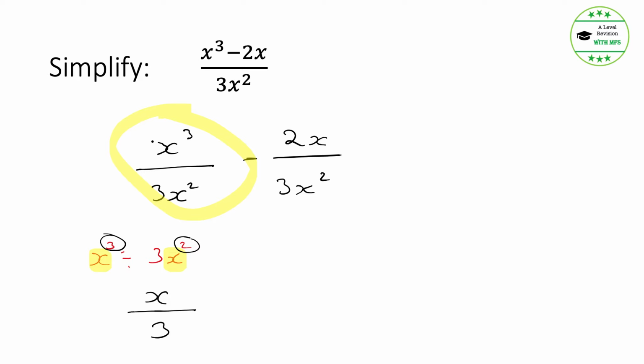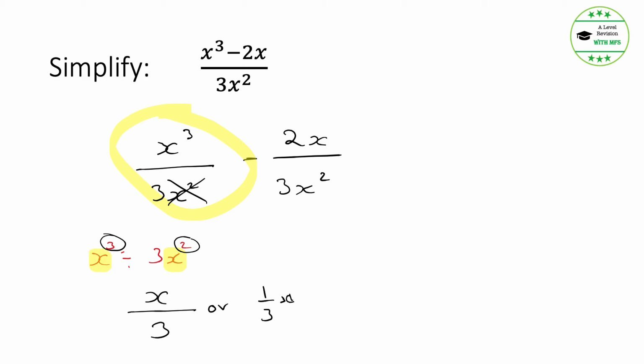Because we've got 3 x's at the top and we've only got 2 x's, that means we can get rid of the x squared and be left with 1 x at the top. All we've done is x cubed subtract x squared. So we've subtracted the exponents and that's left us with just x. And 3 is the number at the bottom. We don't have a number at the top, so we can't simplify it. So that would be x over 3 or a third x.